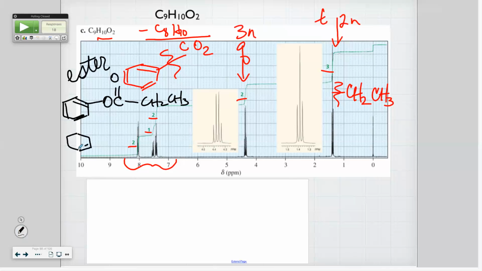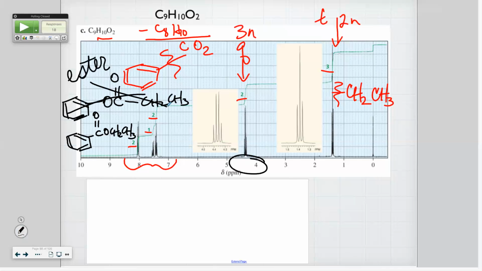When you figure out that it's an ester, there are always two possibilities, and you have to figure out which one is right. You see that this O here is on the CH2. That's going to shift it way far down. And this O is on the benzene ring, so this CH2 isn't going to be shifted as far. 4 is pretty far. So it's this one, not this one.